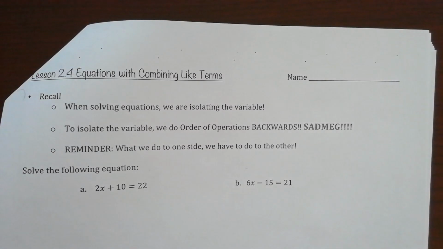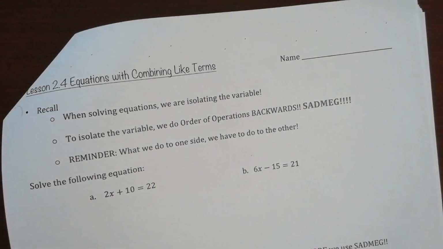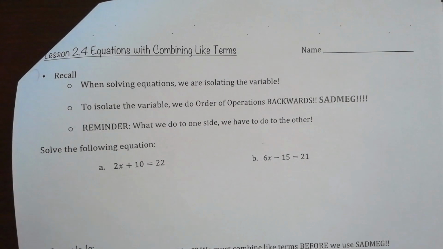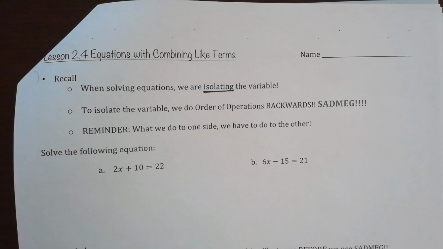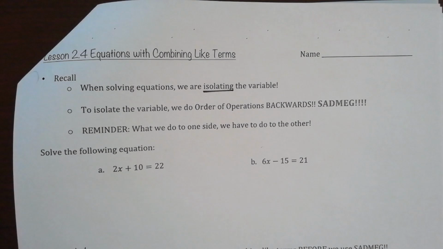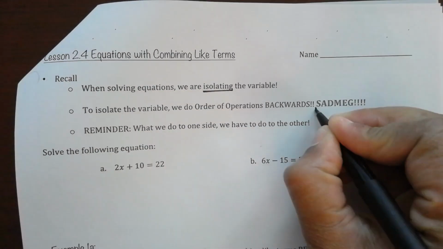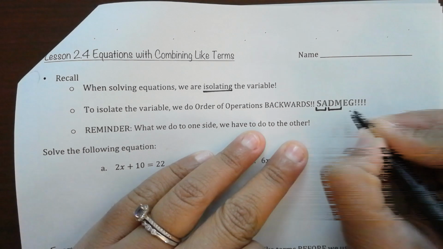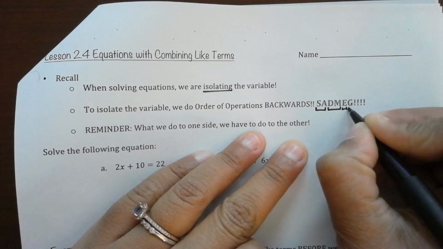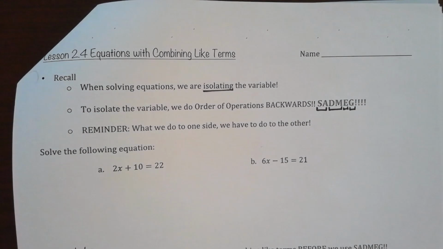We've seen this before. So the recall is when solving equations, we are isolating the variable. That is still true. That is still what we're doing. We're trying to get x, y, p, a, m by itself. That's our goal. To isolate the variable, we do the order of operations backwards, meaning we do subtraction and addition first to move the constant. We divide or multiply to get rid of the coefficient, and then we do anything to get rid of exponents or grouping symbols. What we learned yesterday was we had to do the grouping symbol first.